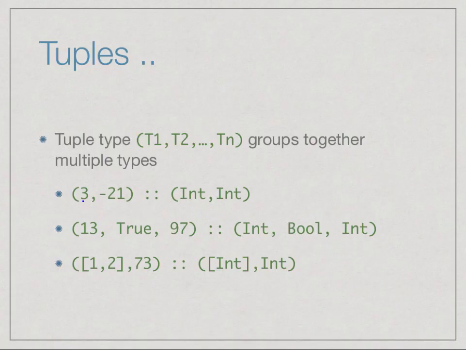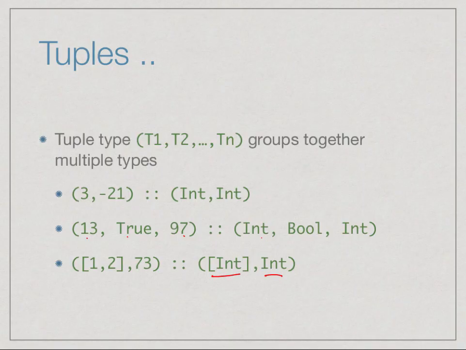So if I have a pair of integers 3, minus 21 written in this way, then its type is the tuple, or the pair in this case, (Int, Int). Whereas if I have three values like this with round brackets, where the first is an int, the second is a bool, and the third is an int, then its type is the tuple (Int, Bool, Int). Now, because these types need not be uniform, we could have different structures. For instance, we can have a list as the first component and an integer as the second component. So here we have a tuple which consists of a list of Int and an Int.